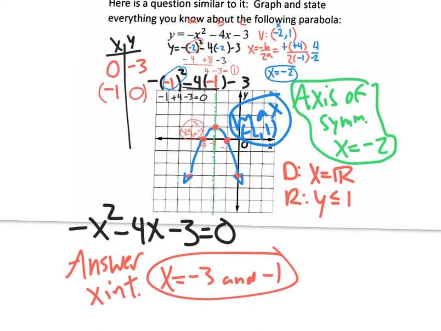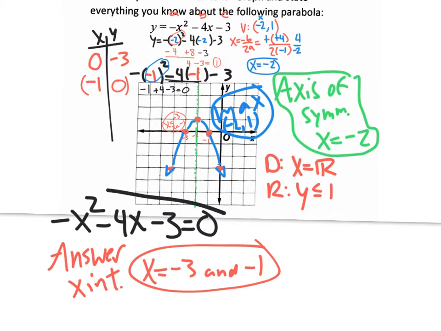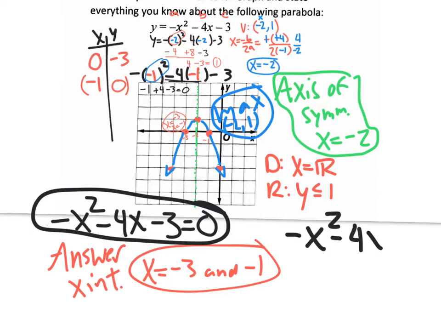By the way, just for kicks, this equation right here that I asked you, what are the answers to it? It doesn't necessarily have to be equal to 0. It could be looking like this, which is the same equation. All I did was place this minus 3 over to the other side by adding 3 to both sides. So this equation would still have the answers negative 3 and negative 1 because those are the x-intercept values of the parabola. I hope this helps.